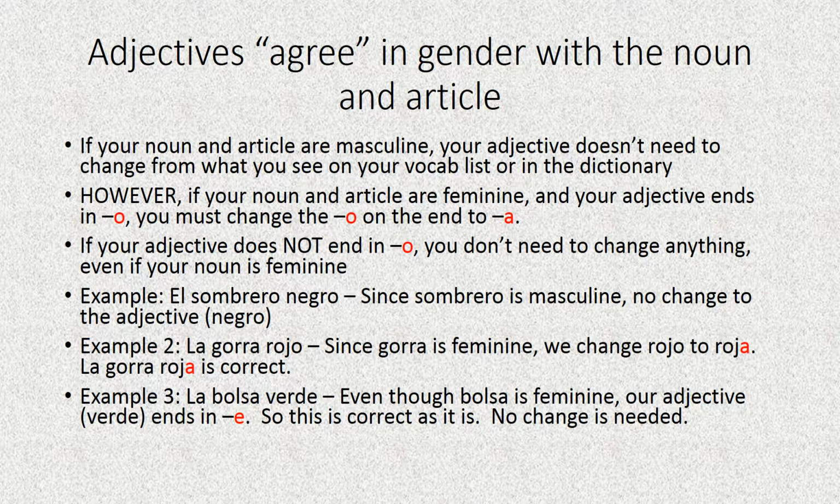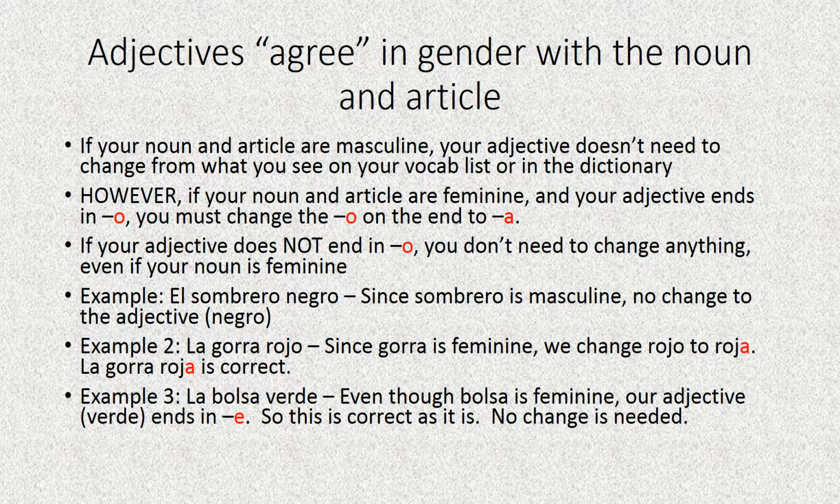So not only are adjectives in a different place, but then we have to watch the endings of the adjectives. We need to make sure they agree in gender with the noun and the article they're going with. So here are our rules. If our noun and the article are masculine, the adjective, we just slap it on the end. We don't need to change anything. However, if our noun and, of course, its article are feminine, and your adjective ends in an O, you have to change the O to an A. But if your adjective does not end in an O, you don't need to change anything, even if your noun is feminine. Okay, so let's do examples here.